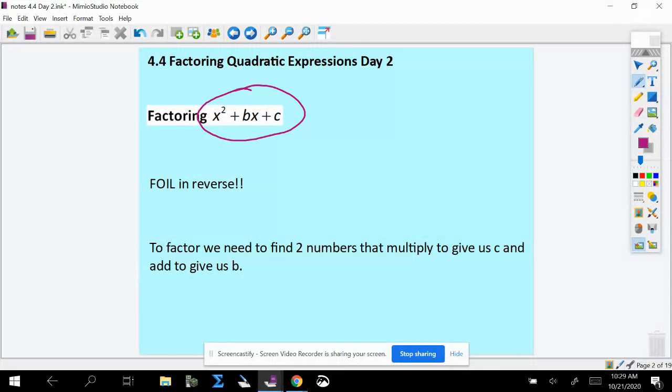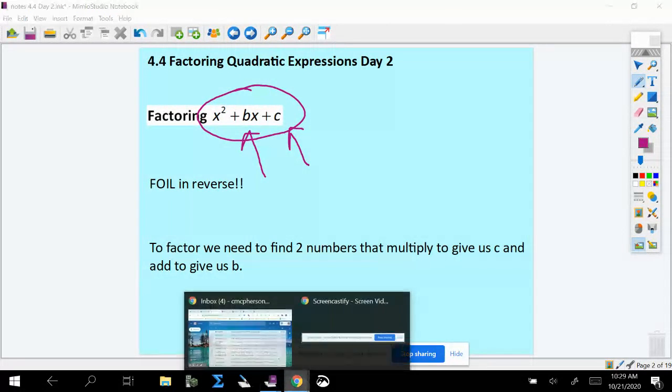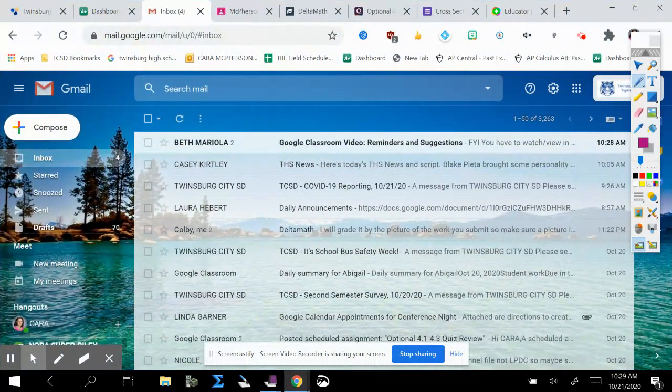The process is that you need to find 2 numbers that multiply to get your C value and add to get your B value. So Delta Math actually has a pretty neat way to practice this process. They call it the X game. I want to just show you. Hopefully you've already tried it, but I want to show you what it looks like.